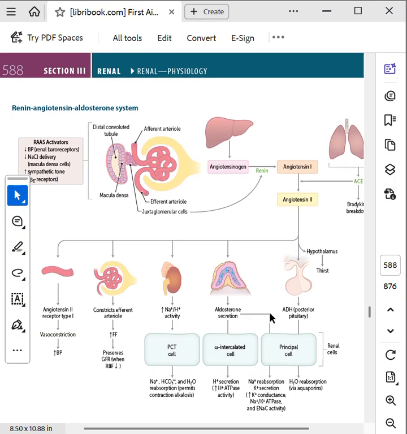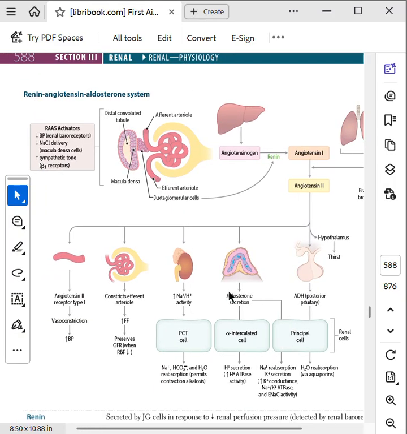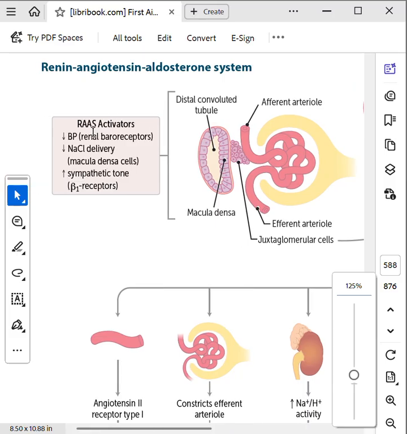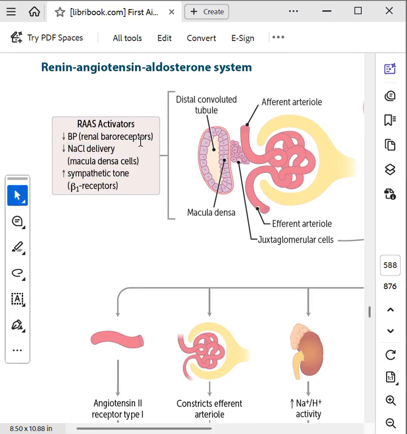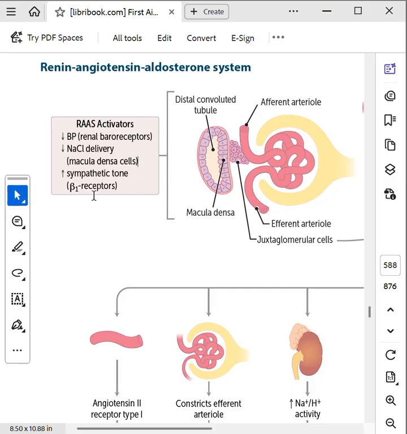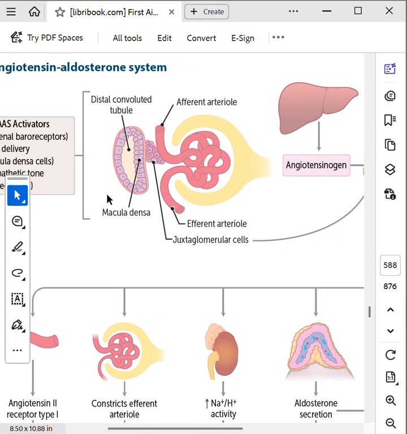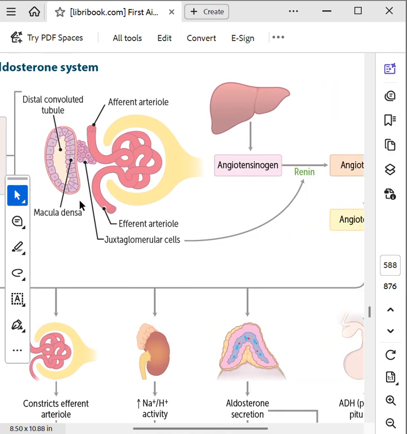This is the renin angiotensin aldosterone system, right? So what is it doing? The renal baroreceptors, what are they? They are basically the macula densa. The sodium chloride delivery is sensed by the macula densa cells, and that increases the sympathetic tone by beta 1 receptors. This is done in the distal convoluted tubule we saw.